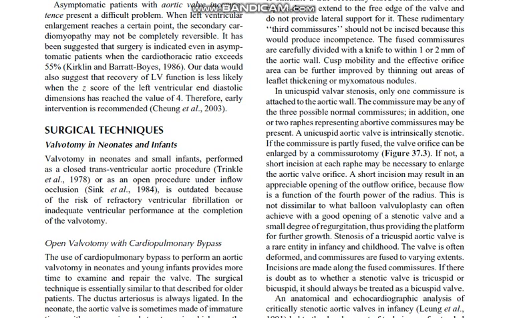If the chamfer is partly fused, the valve orifice can be enlarged by a chamferotomy. If not, a short incision at each raft may be necessary to enlarge the aortic valve orifice. A short incision may result in an appreciable opening of the aortic outflow orifice, because flow is a function of the fourth power of the radius. This is not dissimilar to what balloon valvuloplasty can often achieve, with a good opening of a stenotic valve and a smaller degree of regurgitation, thus providing the platform for further growth.